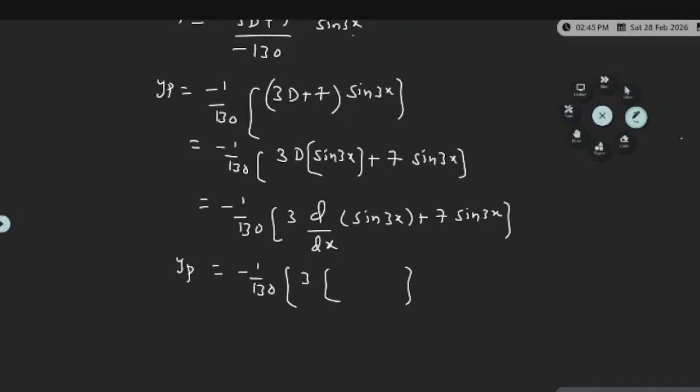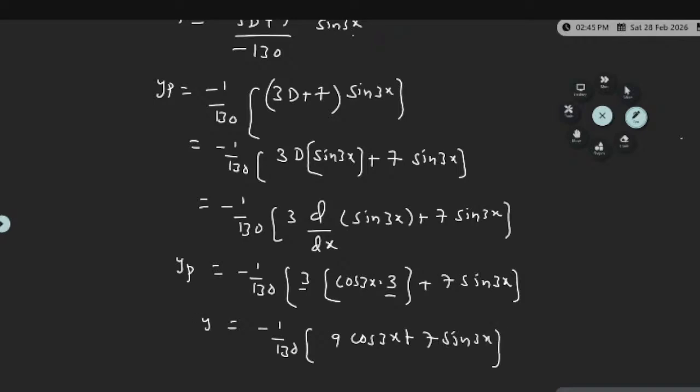Differentiation. What is the differentiation of sin 3x? Yes, cos into 3 plus 7 sin 3x. 3 3s are 9 cos 3x plus 7 sin 3x. This is yp, and finally y equal to yc plus yp. y equal to yc plus yp, this is the solution. Completed.